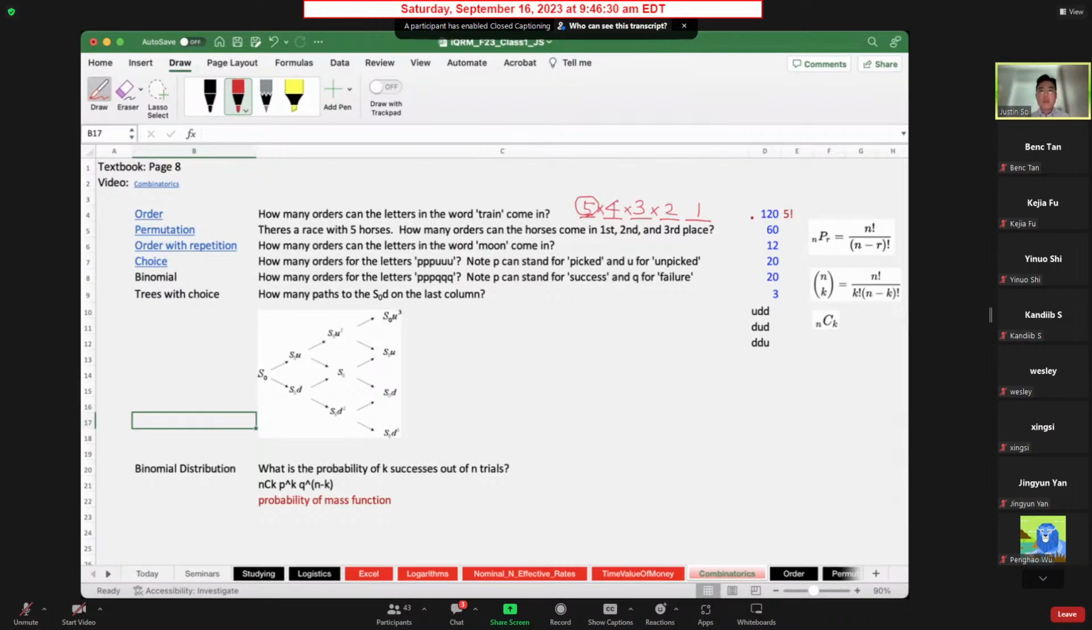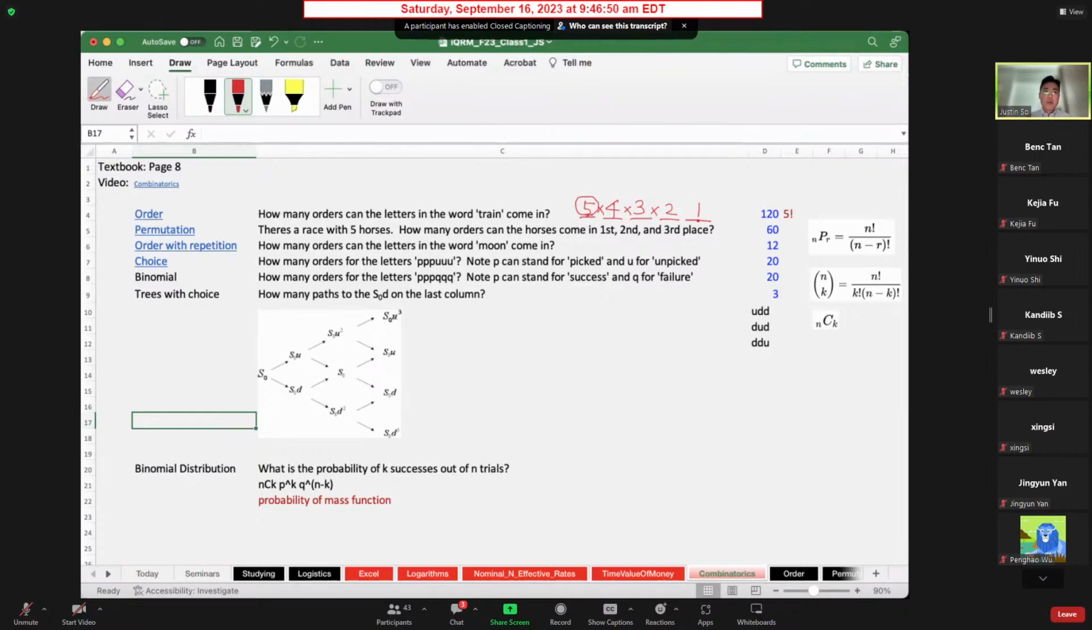But there's a way to calculate it very simply. This is called a factorial in mathematics. So 5 factorial is exactly like this. You have a product of all the numbers, starting from the 5.